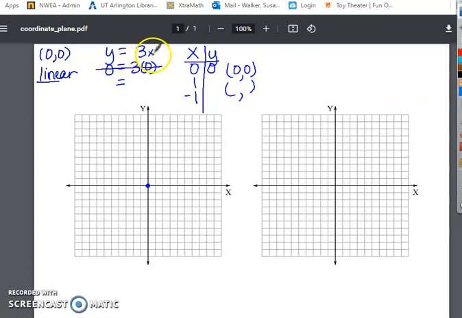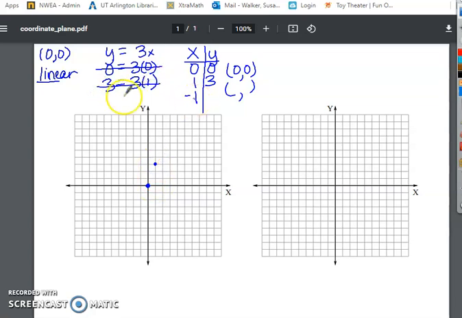And this time I'm going to use x equals 1. 3 times x is 1. 3 times 1 is 3. So whenever I put in a 1, 3 comes out for the y. So now I'm going to plot that. 1, 3. Okay? So I took care of that point.